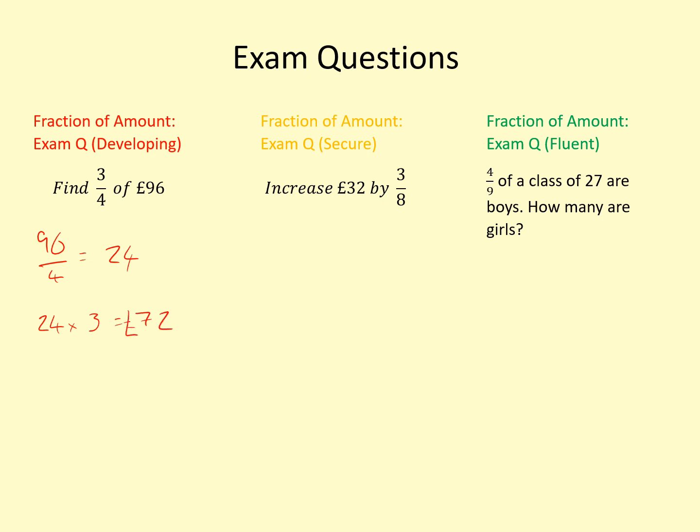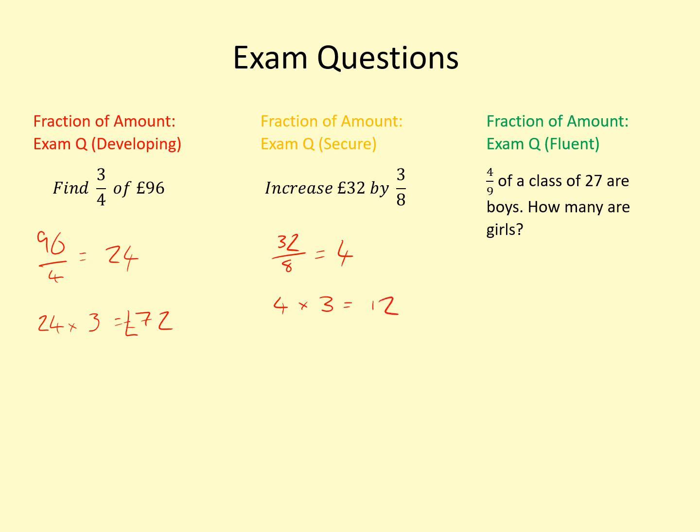Next up, fraction of amount: increase £32 by 3/8. So it's the same process, we're just adding it back on at the end. So we'll say 32, divide by the bottom number, so 32 divided by 8 is 4. We'll take the result, which is 4, and multiply it by the top number, which is 3. 4 times 3 is 12.